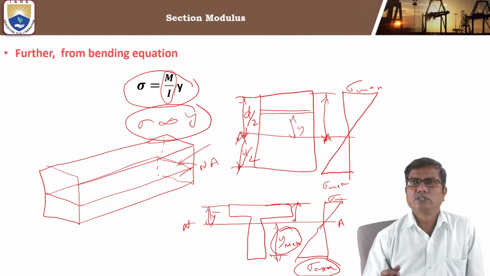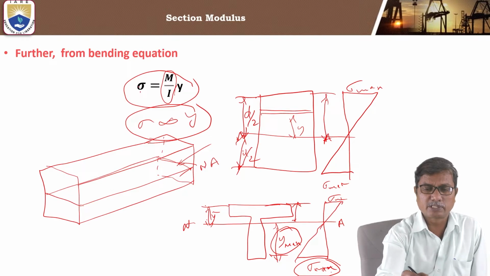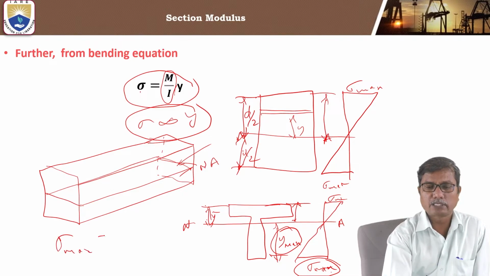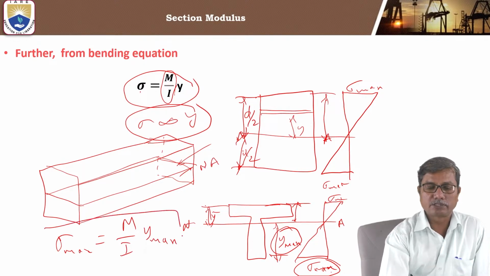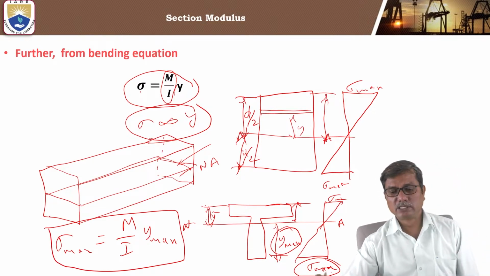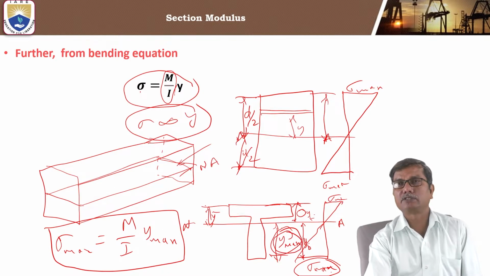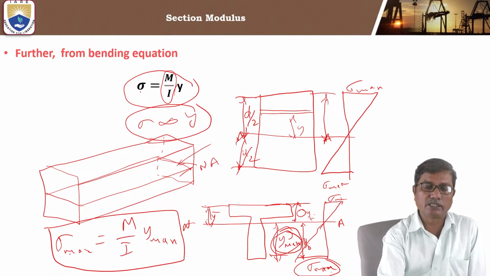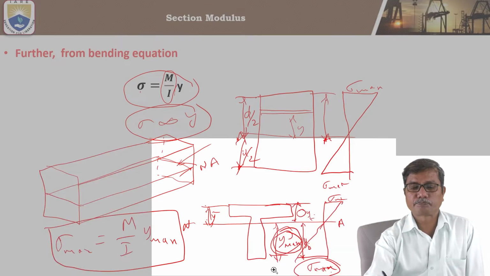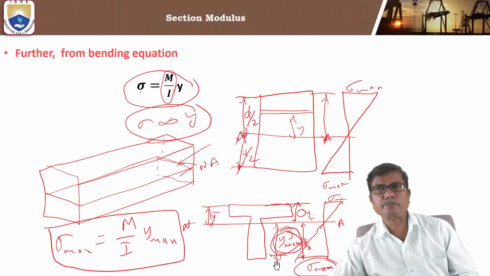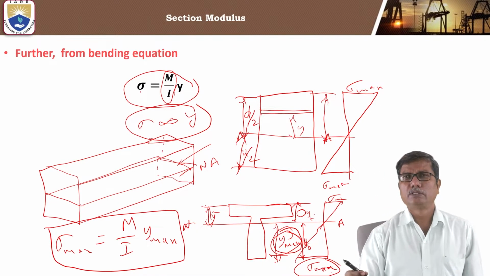While calculating maximum stress, we take M by I as constant, so we have to take the maximum distance from the neutral axis. Maximum distance means the greater of the distance of the topmost fiber and the distance of the bottommost fiber. That is the maximum distance we consider to find the maximum stress in the beam section.